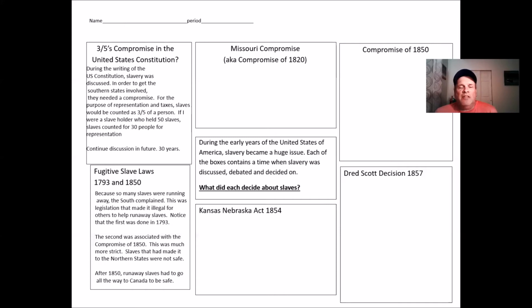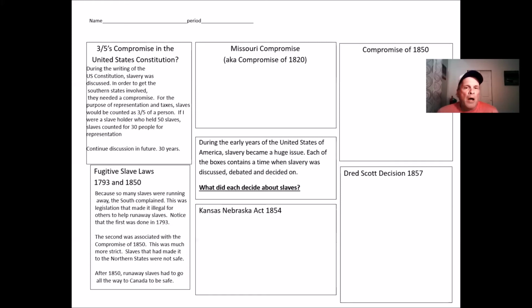This fugitive slave law of 1850 was much more strict. In fact, if a slave made it to New York or Boston or Chicago, and people could find them in those free states, they could take the slaves back. So one of the things you're going to find is that after 1850, after this very, very strict fugitive slave law, the only way a runaway slave was going to be safe is if they made it all the way to Canada. Okay?